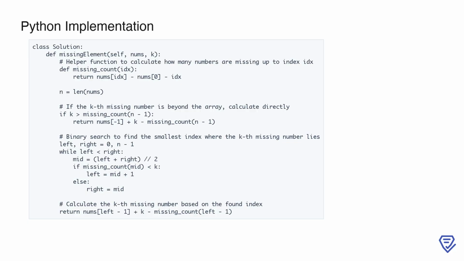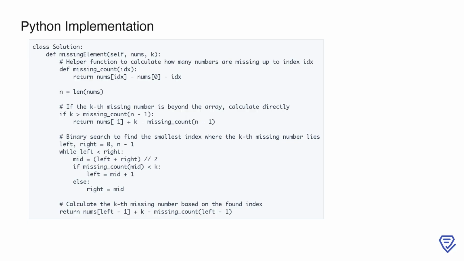If the kth missing number is greater than the total missing numbers within the range of the array, it is calculated by extending beyond the array. The function directly computes the result as nums[n-1] + k - missing_count(n-1). 3. Binary search setup. The binary search is used to locate the smallest index where the kth missing number lies.